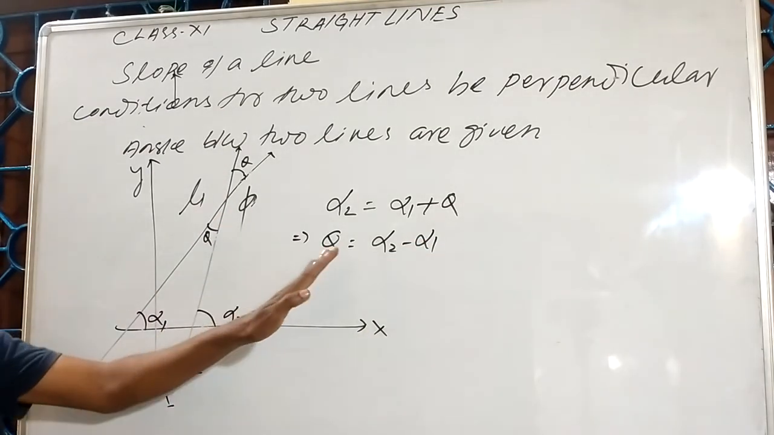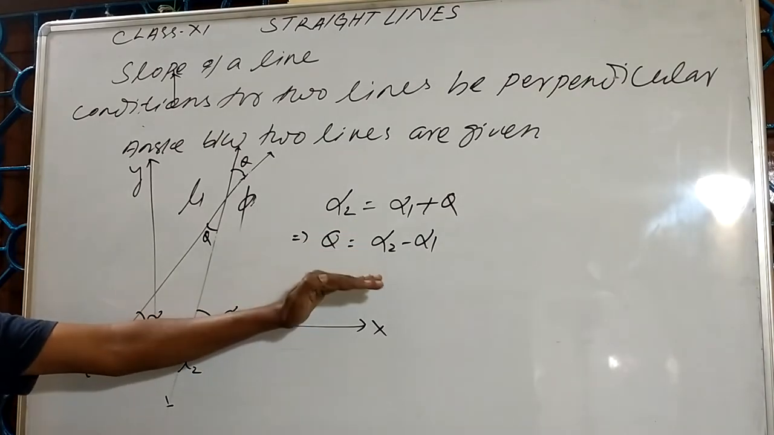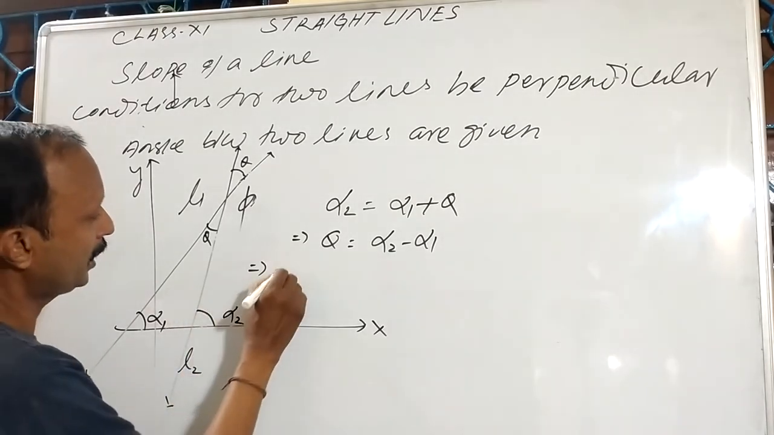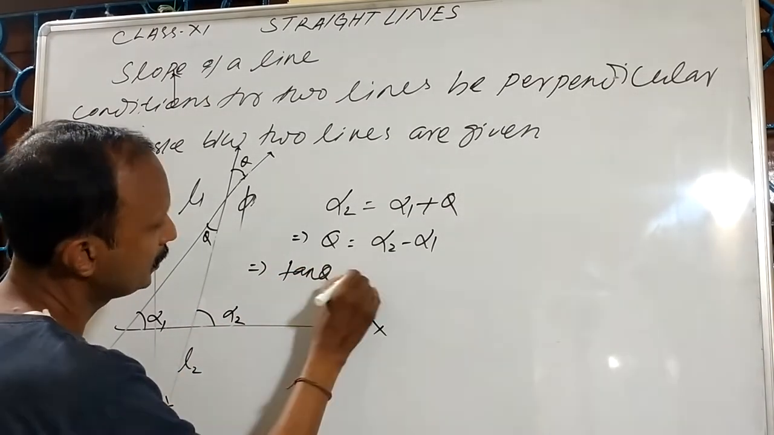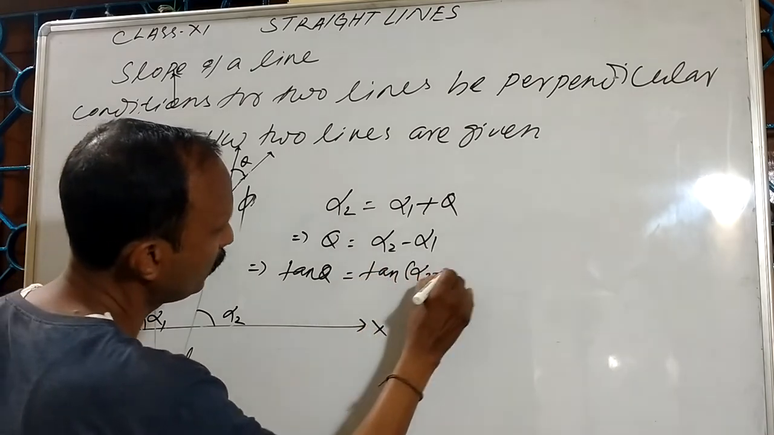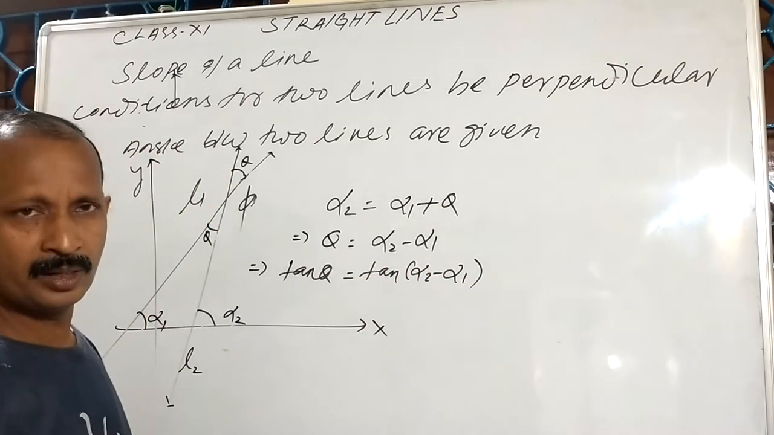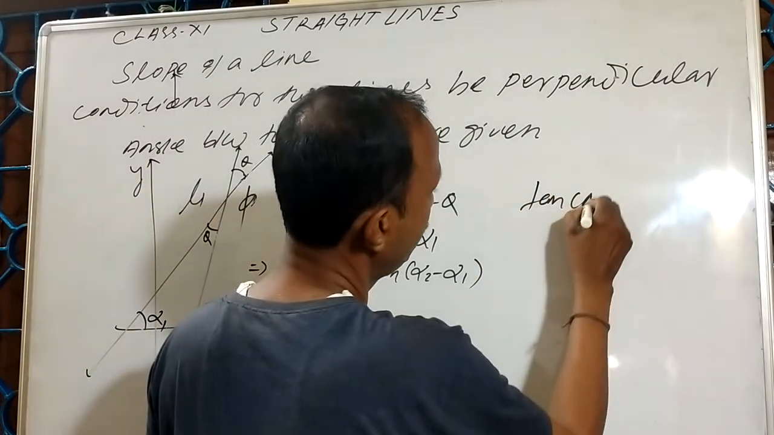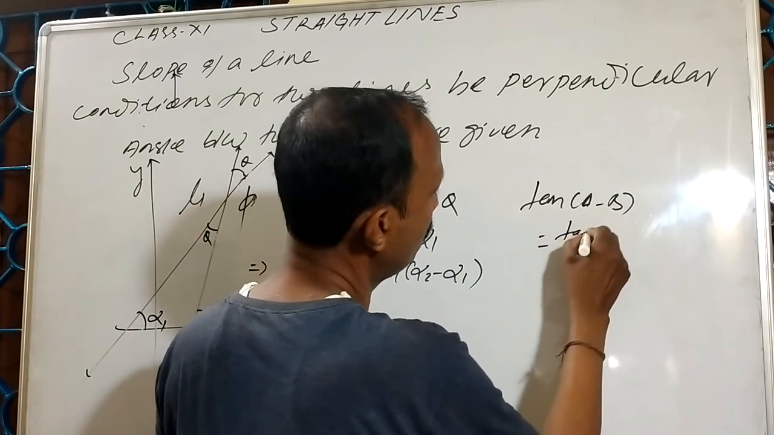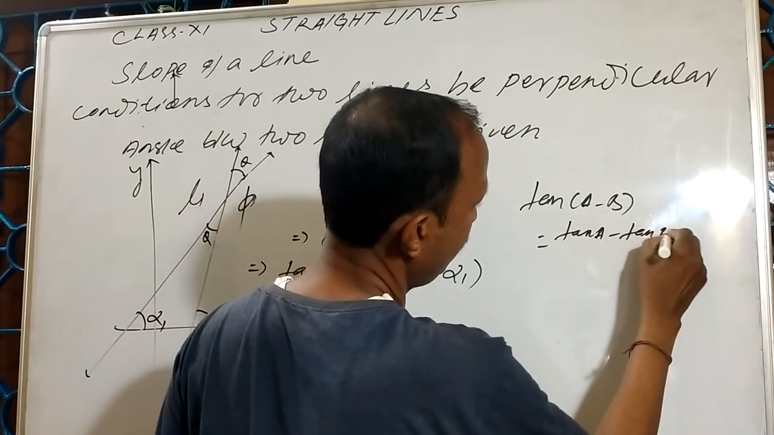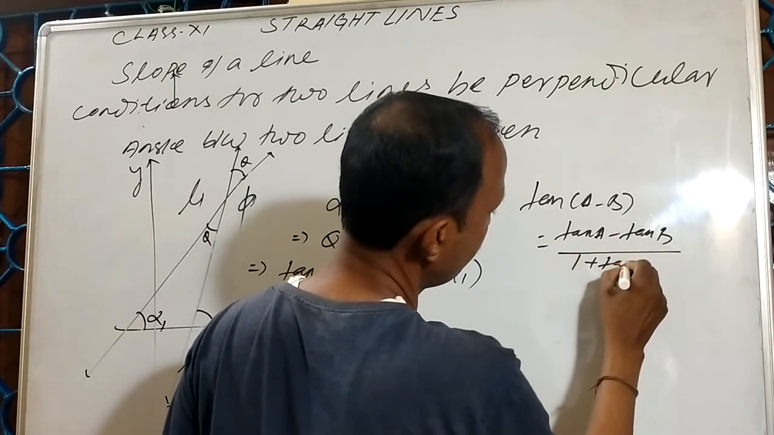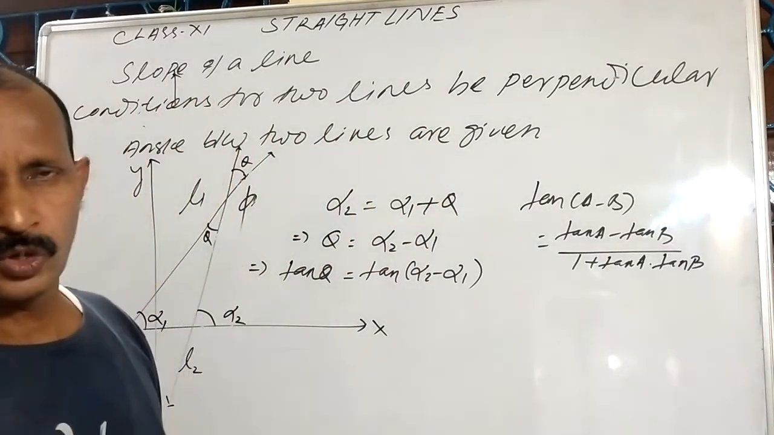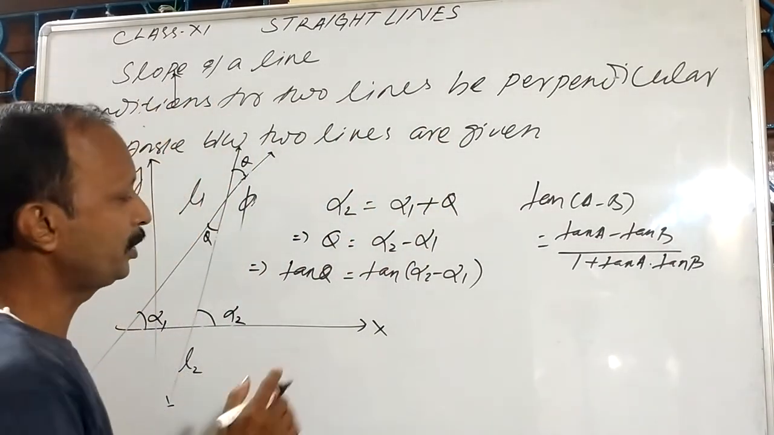Then how to determine its slope? That means I have to find tan theta. So this implies that tan theta is equal to tan of alpha 2 minus alpha 1. Do you remember the tan of A minus B formula? What is the formula for tan of A minus B? It is equal to tan A minus tan B upon 1 plus tan A into tan B. Okay, you might have studied this in trigonometry. The same formula I am going to apply here.